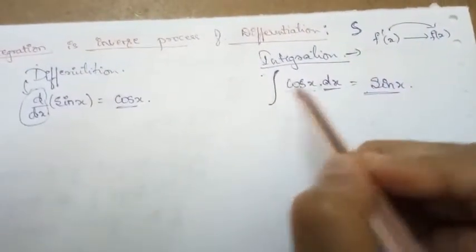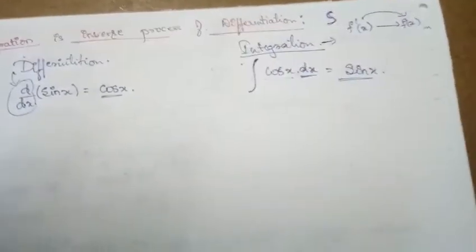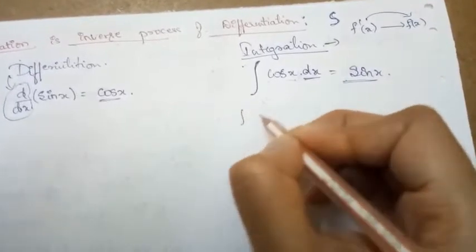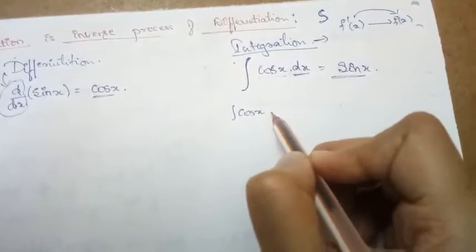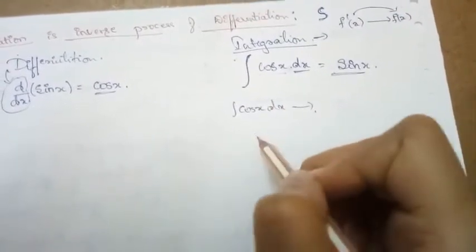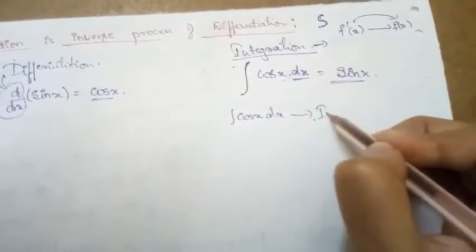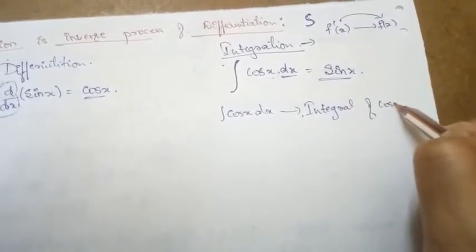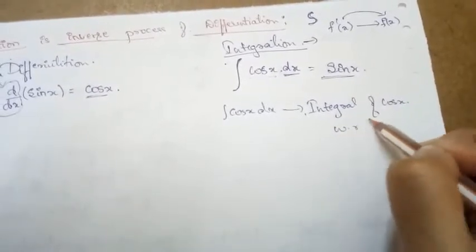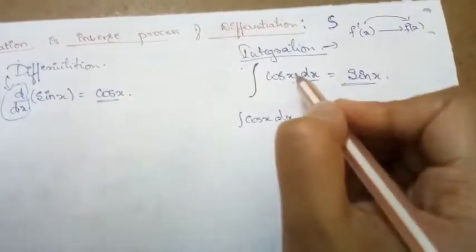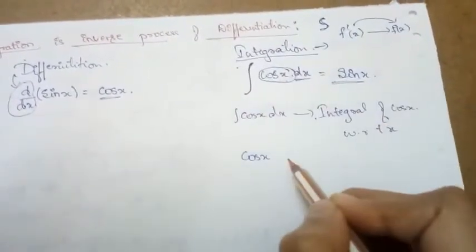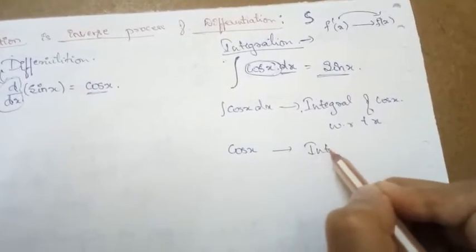Now you can see here that the integration of cos x dx is equal to sin x. What does integration of cos x dx symbolize? It symbolizes the integral of cos x with respect to x. That is what it is representing. And the cos x here is called the integrand.